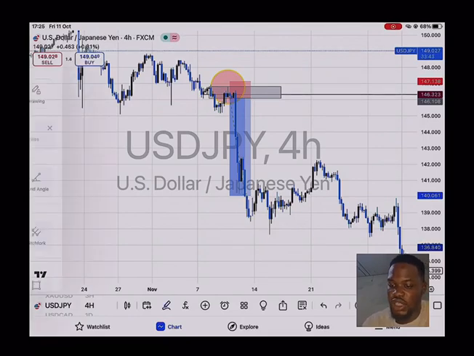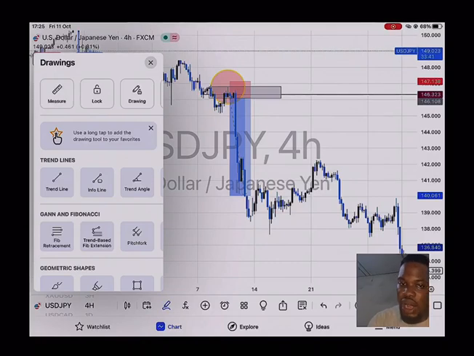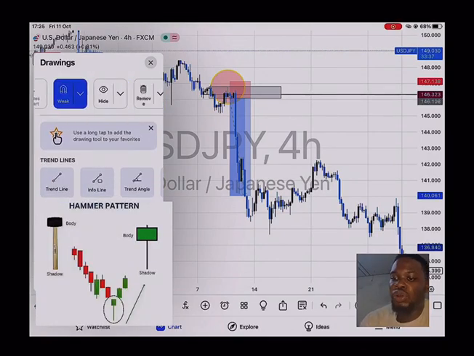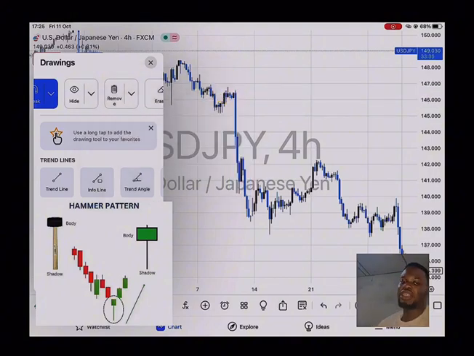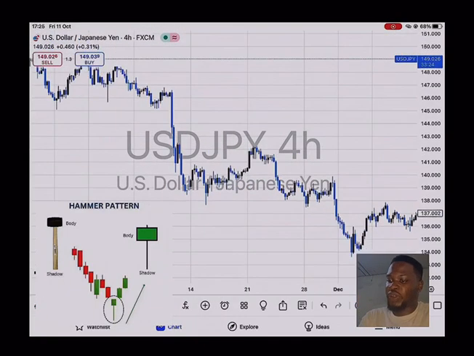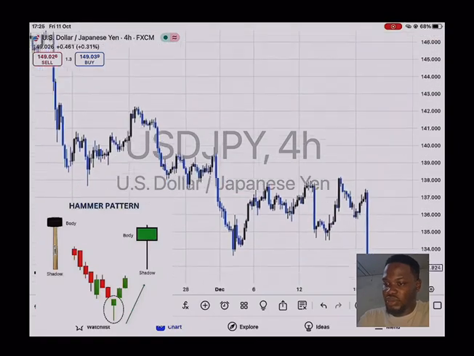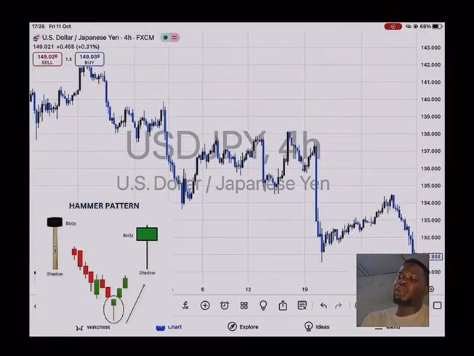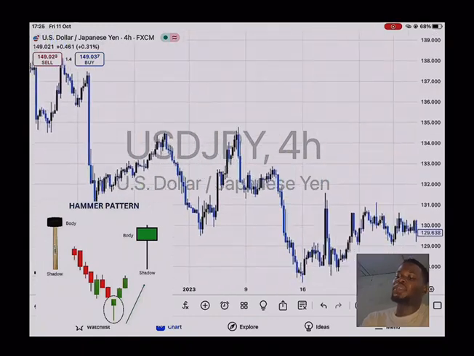Now the next candlestick pattern on my list is the hammer. Just picture the normal way a carpenter's hammer looks. That is how the hammer looks on the forex charts, and that's why we refer to it as a hammer. You understand? Now we have the normal hammer, and then we have the inverted hammer.